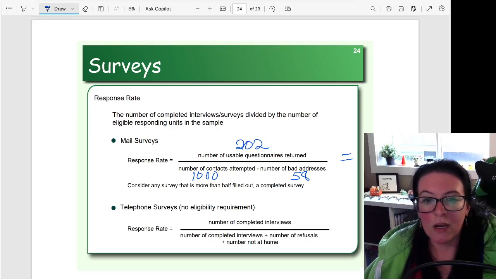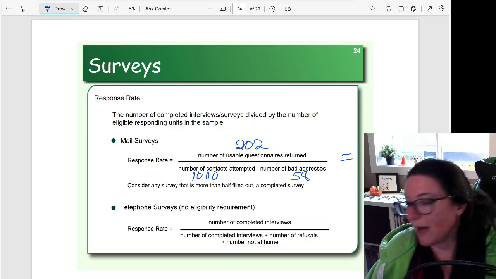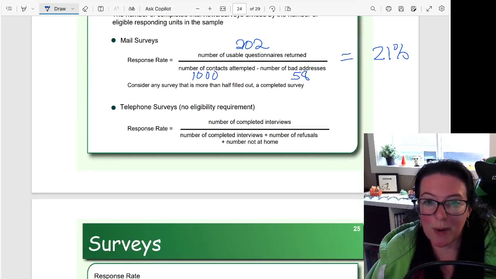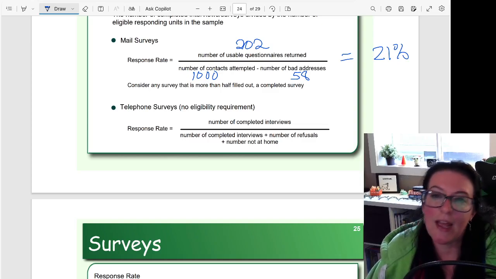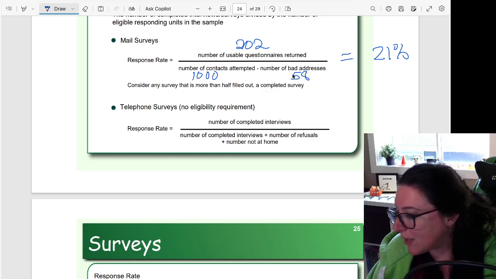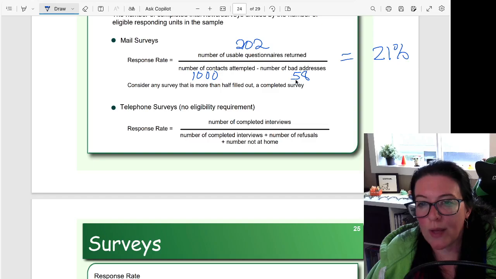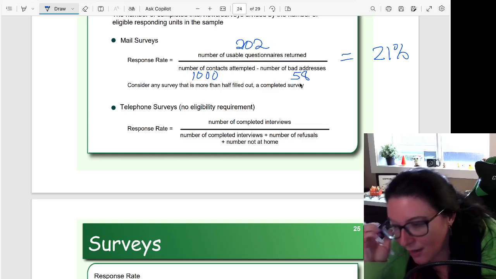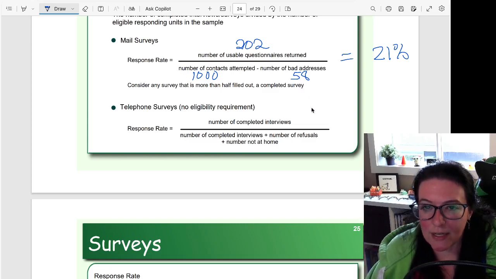Okay. And you can't see that because my head is covering it. So 21% there. We consider any survey that's more than half filled out to be a completed survey. And again, we don't count any of the surveys that we know did not come in contact with people. So anything that was auto-returned, where the address didn't go to that sender, is not included.